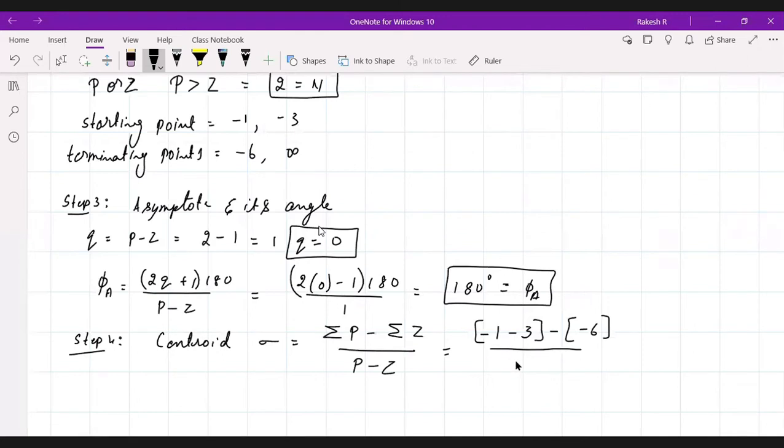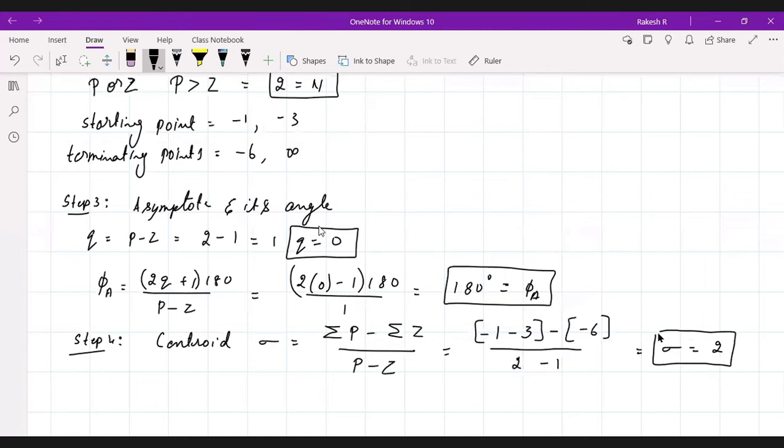Minus (-6), divided by the number of poles, which is 2, minus the number of zeros, which is 1 here. So this becomes -3 plus -1, that is -4. -4 minus of -6 becomes 2. 2 divided by 1 becomes 2 here. So the centroid will be only 2 here.